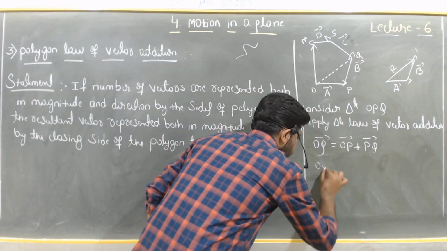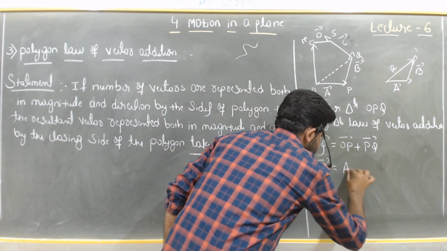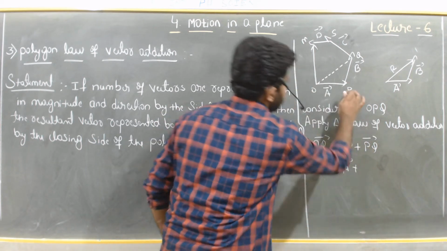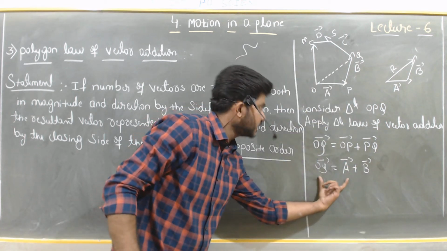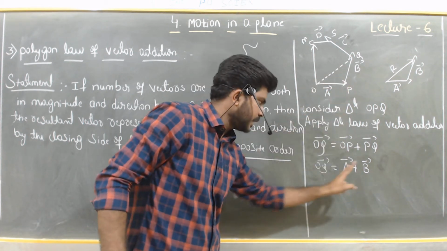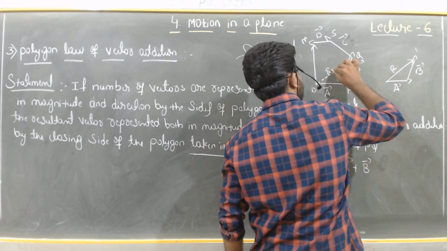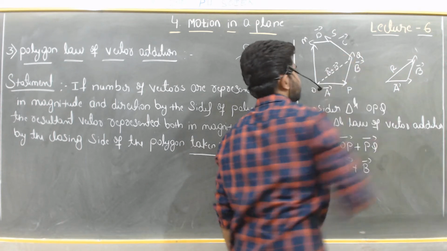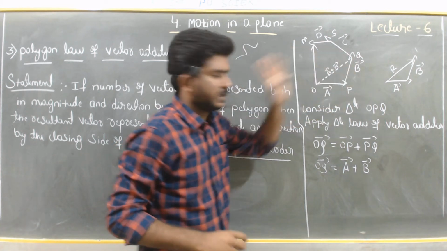So OQ vector is equal to OP, which is vector A, plus PQ, which is vector B. So this is the resultant of which side? OQ. It means in place of OQ can I write vector A plus vector B? I will write it in small letters, vector A plus vector B. So now I have got the resultant of vector A and vector B.